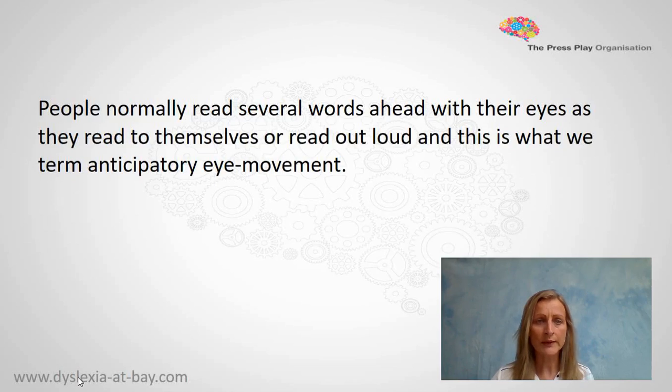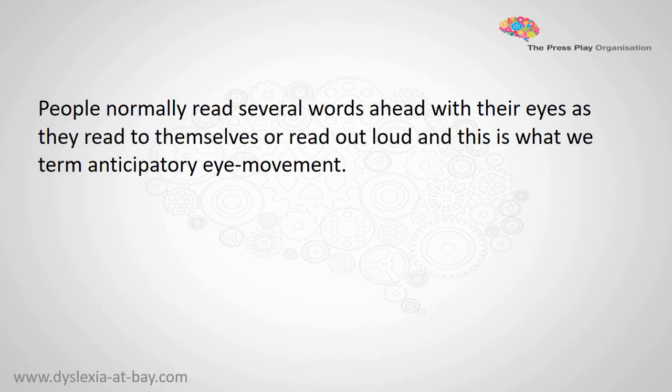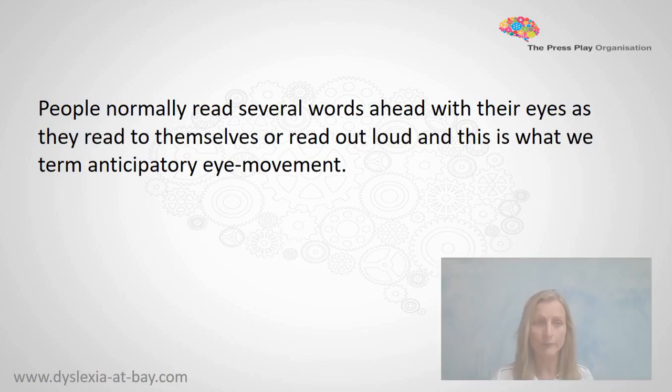Now I want you to read this sentence to yourself. And that was pretty easy. Now this time, when you're reading the sentence, I want you to just allow your eyes to look at the word that you're saying. Don't let your eyes go ahead to the next word until you've said the word you're looking at. And that's what it feels like to read without anticipatory eye movement.